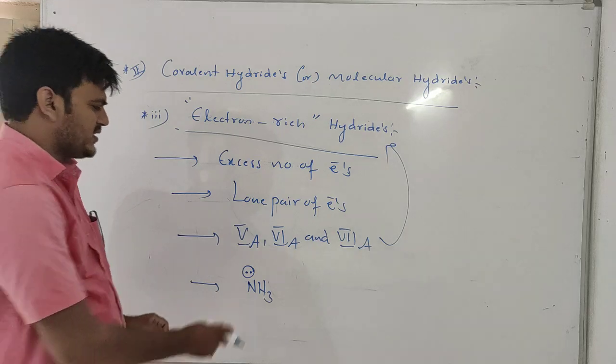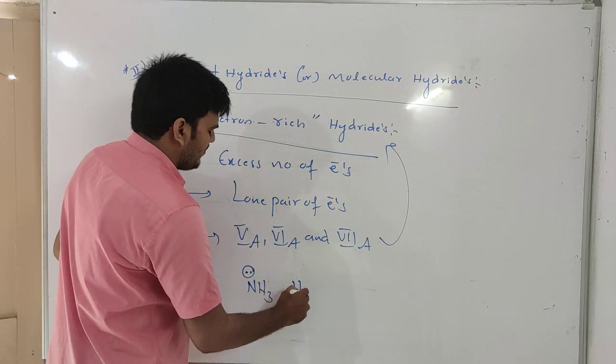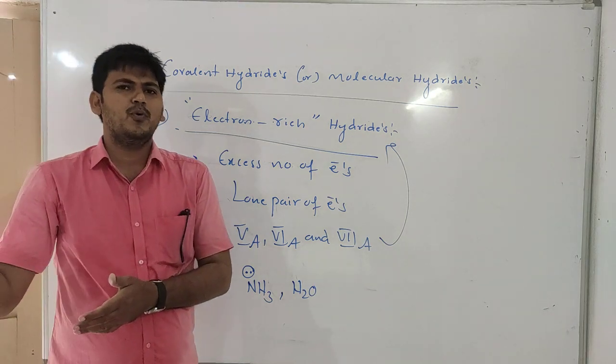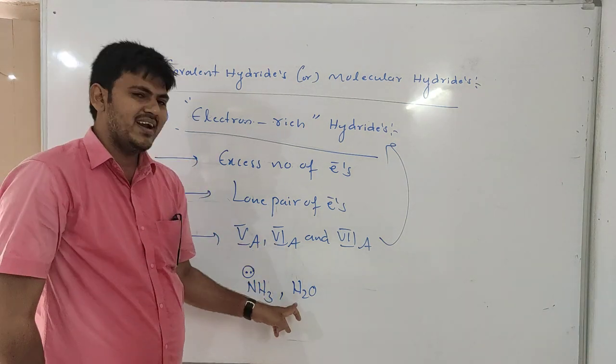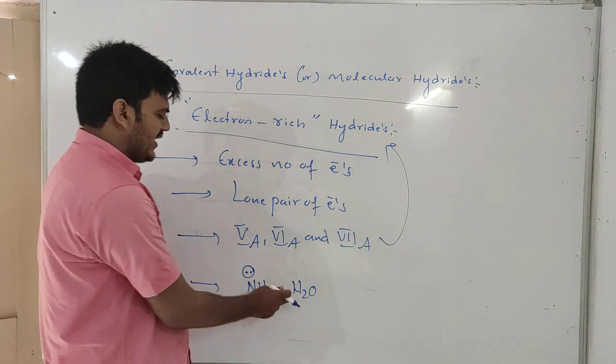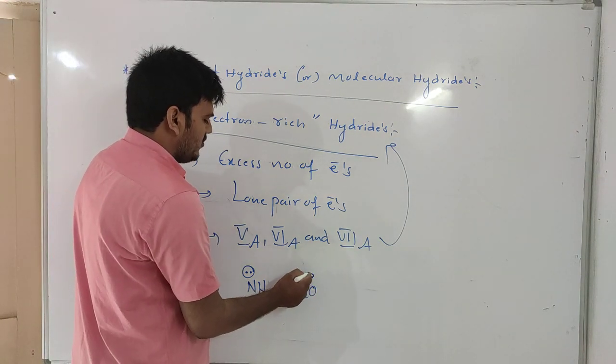Lone pairs. Next, sixth A group elements, best example water. Sixth A group elements are oxygen, sulfur, selenium, tellurium and polonium. And the sixth A group element hydride is water, formula H2O. So in water, the center atom is oxygen, and oxygen has two lone pairs.